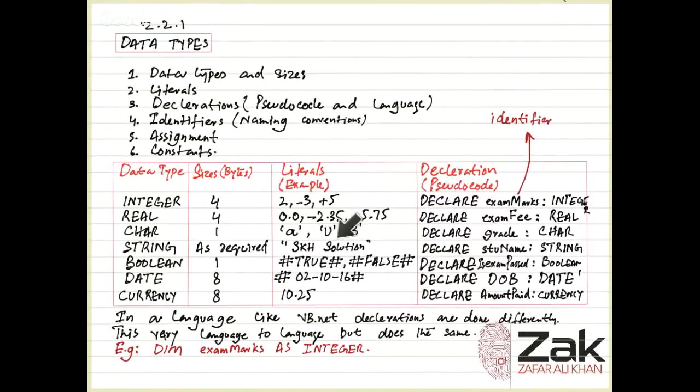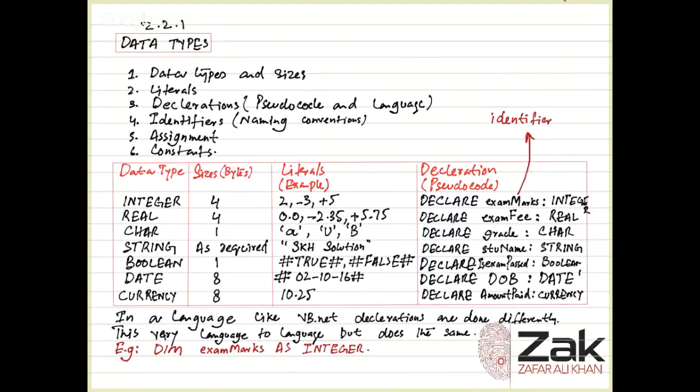We use the word declare, and if it is a language, then we use the word def. These keywords are very important. We need to remember them. Declare exam marks as integer, declare exam fee as real, declare grade as character, the student name as string, and so on and so forth. And if it is a language, as we are going to adopt Visual Basic, we have dim, declare in memory, then identifier and keyword as, and then the data type.